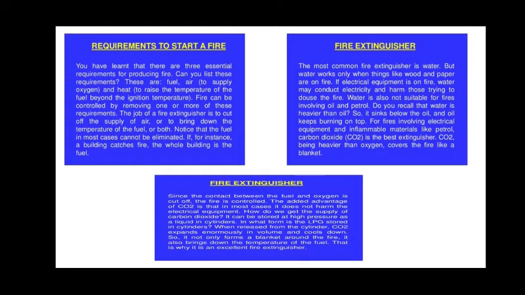For fires involving electrical equipment and inflammable materials like petrol, carbon dioxide is the best fire extinguisher, because carbon dioxide is heavier than oxygen, so it will not allow the oxygen to come in contact with the fire. So carbon dioxide takes the place of oxygen, and it is a good fire extinguisher. So this is the one. First one is water, second one is carbon dioxide. Since the contact between the fuel and the oxygen is cut off by the carbon dioxide, the supply of oxygen to the fire will be cut off and the flame will be put off.